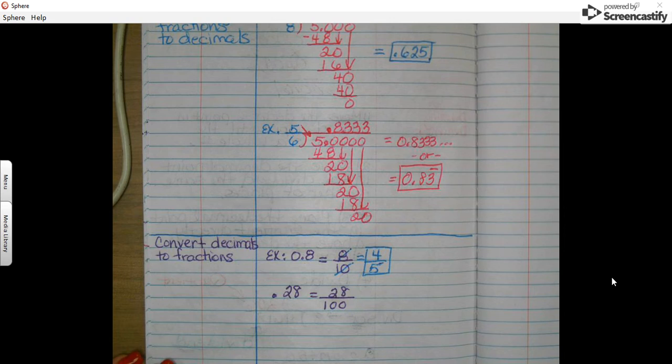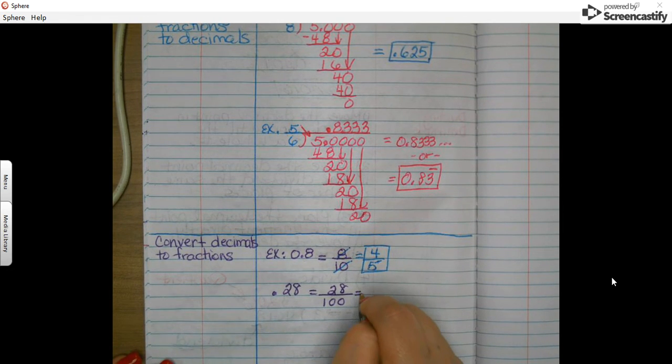So now I need to reduce it down. Let's say I don't know how to reduce. Both of them are even numbers. I can start by just dividing it in half, right? So half of 28 is 14, and half of 100 is 50.